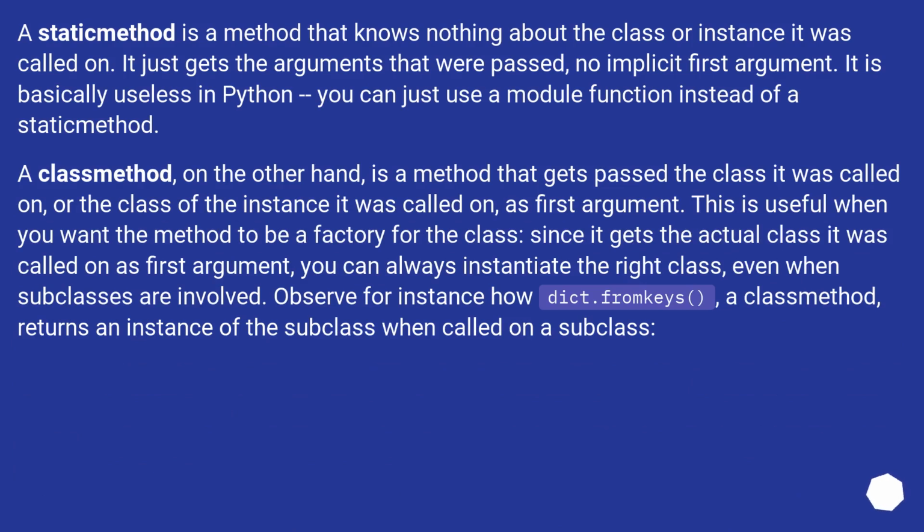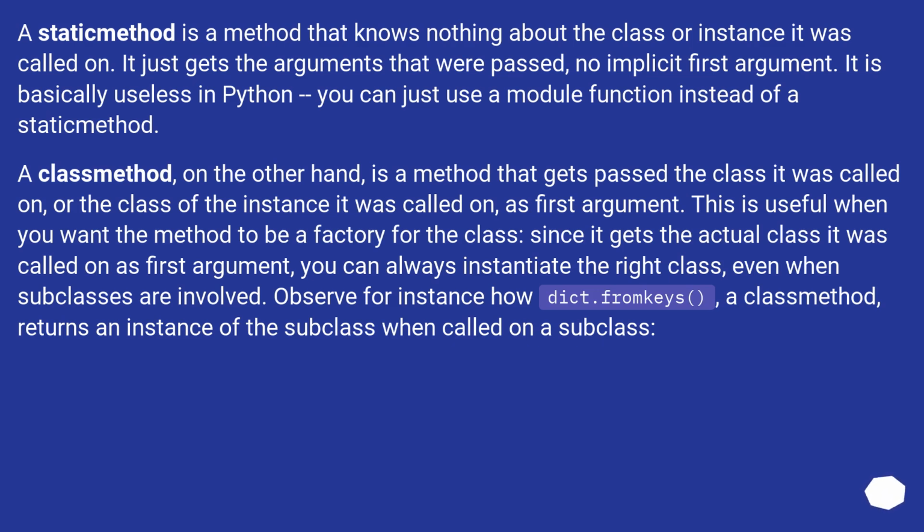A static method is a method that knows nothing about the class or instance it was called on. It just gets the arguments that were passed, no implicit first argument. It is basically useless in Python. You can just use a module function instead of a static method.